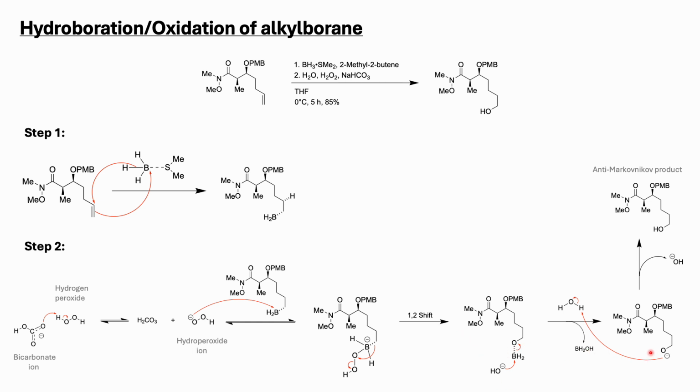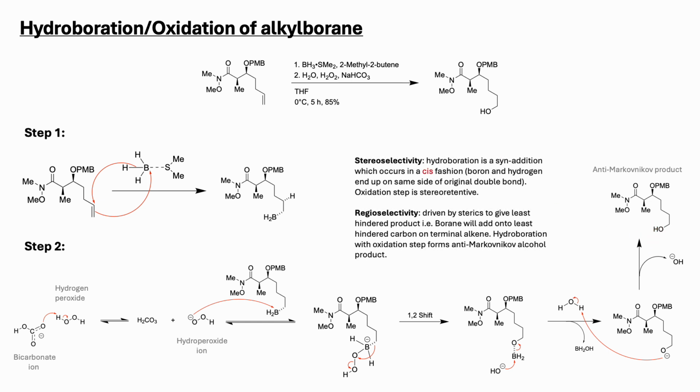The oxygen then gets protonated by water, which was formed by the decomposition of H2CO3, and hence gets converted to the alcohol product, which has anti-Markovnikov regioselectivity. Overall, this forms a new bond between the least hindered end of the original alkene and the nucleophile. Also, the oxidation step is stereoretentive.